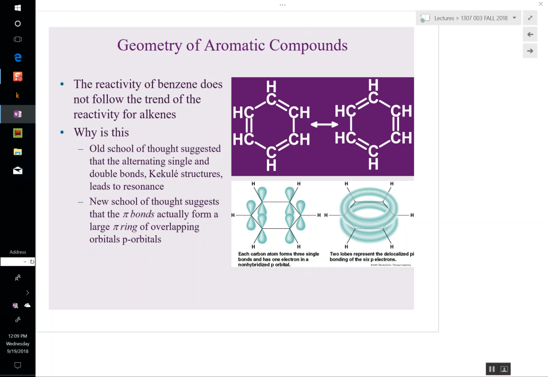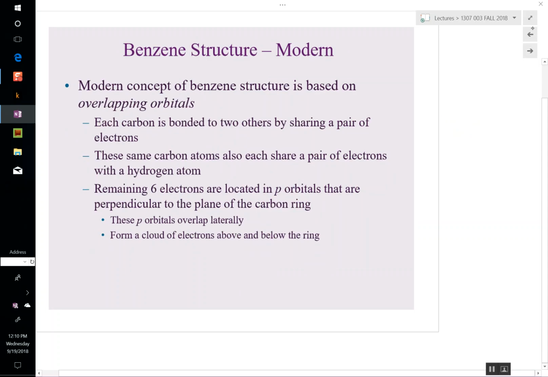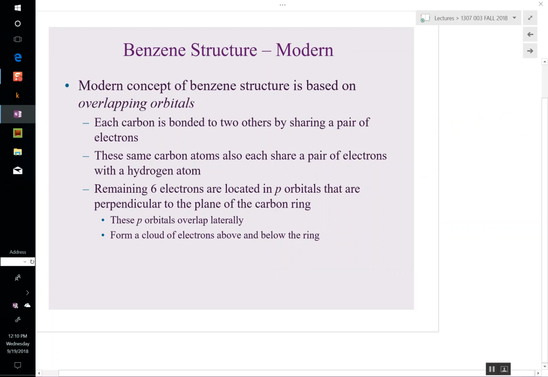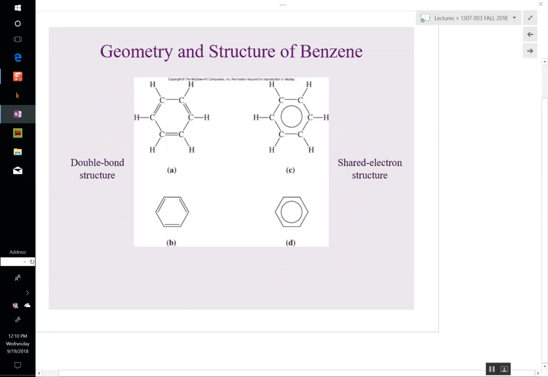You can't just come along here and say, oh, I'm going to react this with bromine and get a bromine on each of those carbons. It doesn't react like a standard double bond will. It's an aromatic compound. Aromatics are always rings. They don't have to be 6 rings. They can be more than that. So let me go back to that. This does not just go the way we expected for an alkene. Overlapping orbitals. These are all acceptable structures.